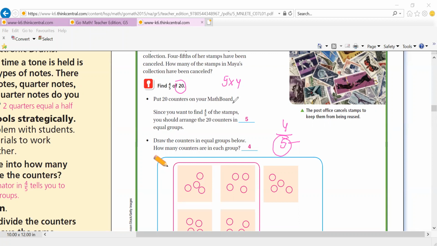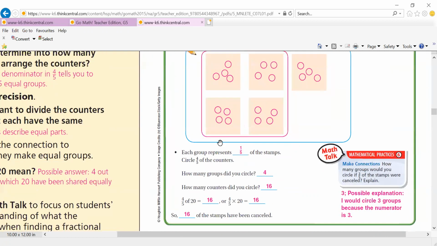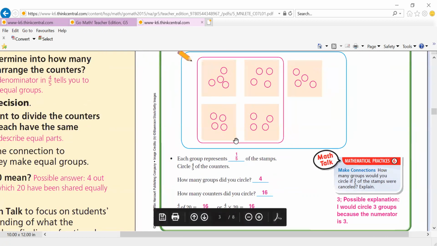So that's why, because in the denominator you have 5, better you make 5 groups and draw 4 counters in each group. Again, you will make 5 groups and you will put 4 counters in each group. That means that is 4 out of 5. Each group, what is it called? It is called 1/5. Am I correct?